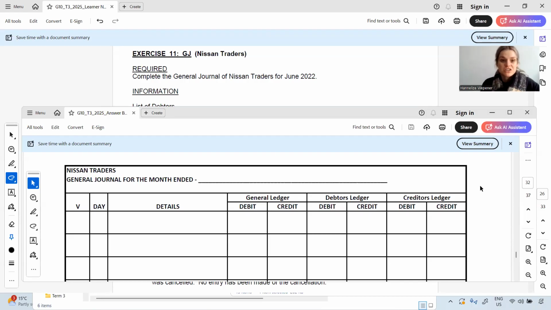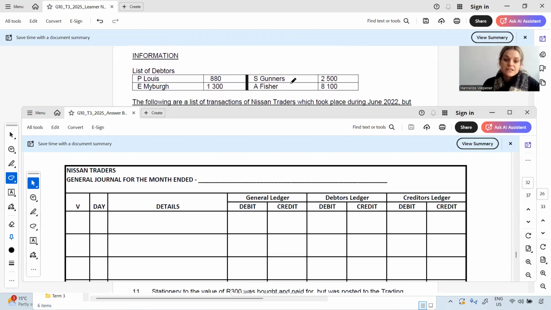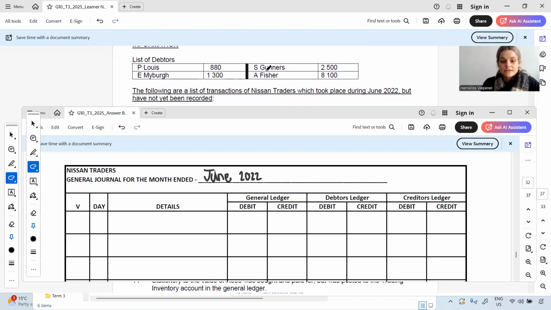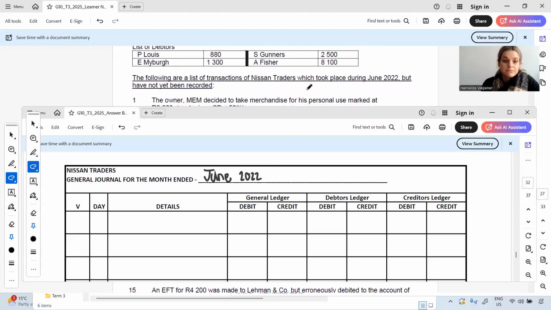Okay, so just some revision of the general journal. We have to complete the general journal for June 2022, starting with the information provided. So what I'm just going to do here real quick, I just want to add that this is June 2022, so we don't forget the date. Starting with the information, we have a list of our outstanding debtors. In other words, the debtors who purchased from us prior to the current month end, and they still owe us some money. The following transactions took place in June, but have not yet been recorded.